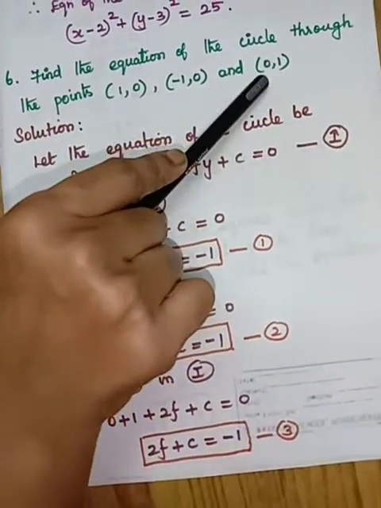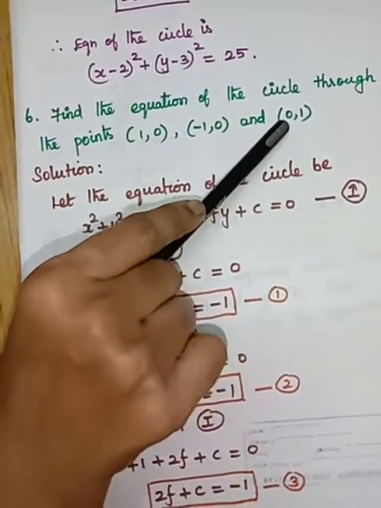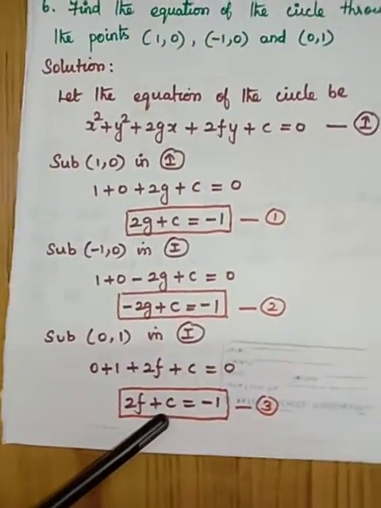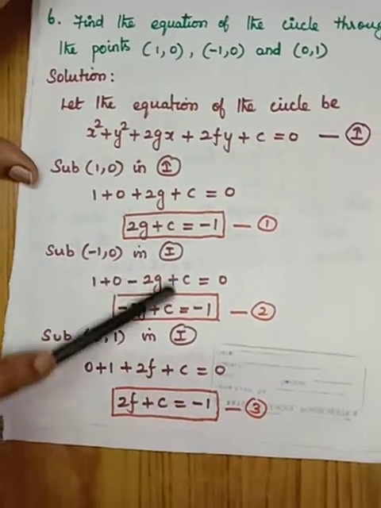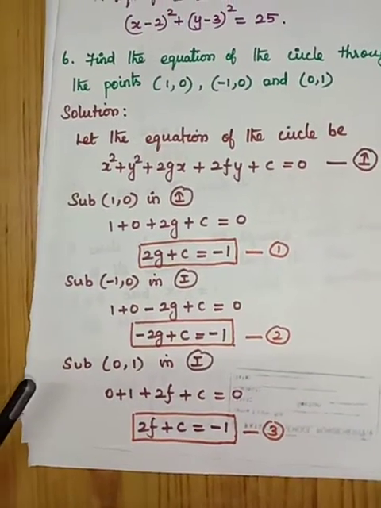Similarly, you take this point and substitute in this equation. So how to substitute? In the place of x as 0, in the place of y as 1. So you will get 2f plus c is equal to minus 1. You are getting how many equations? 3 equations. So you have to solve it.